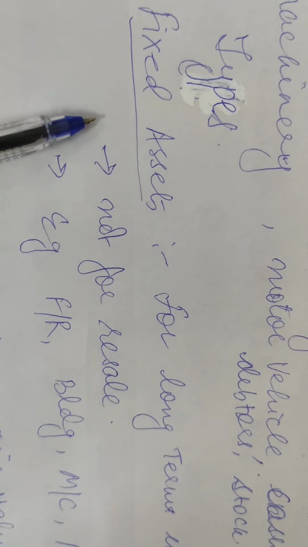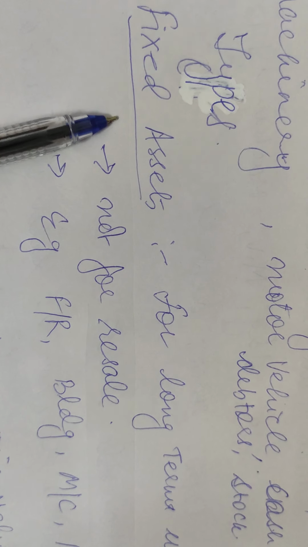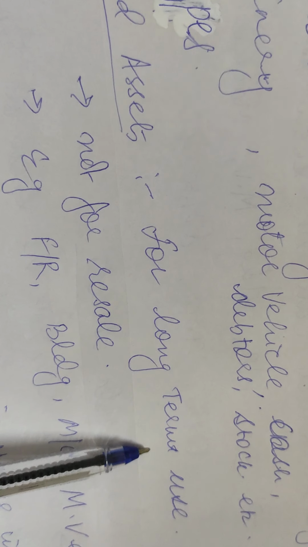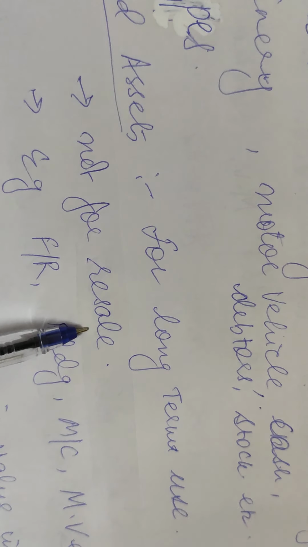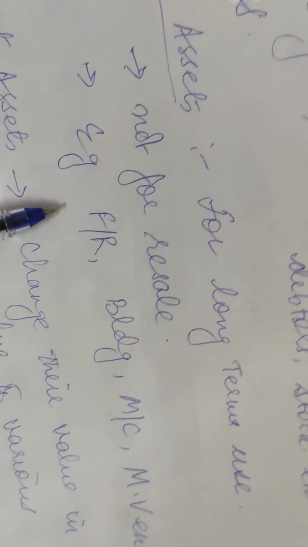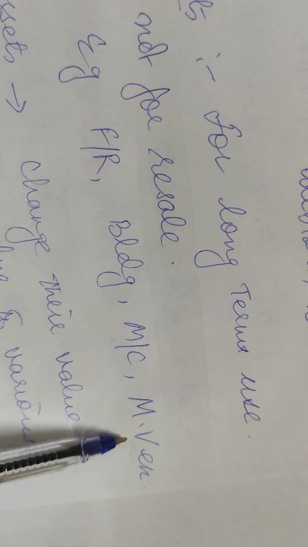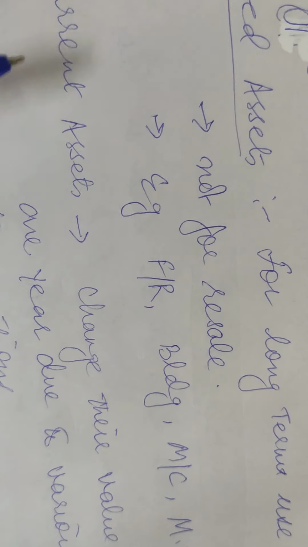Next we have types of assets. The first type is fixed assets. These are long term assets which are purchased for long term use. These are not purchased with an intention to resell it in the market. Example is furniture, building, machinery, motor vehicle, etc.